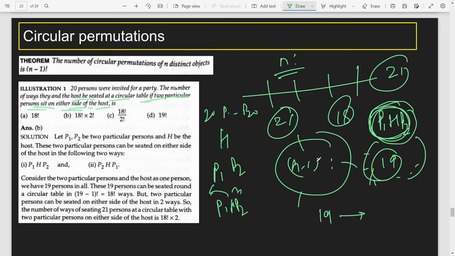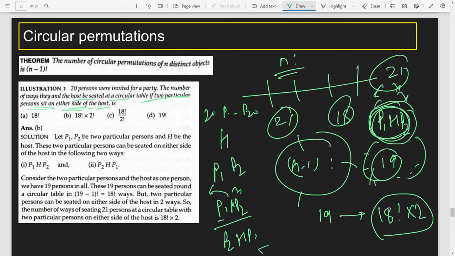So that is going to be n minus 1 factorial, which means 18 factorial. But out of P1 and P2, it may happen that P1 sits this side or P2 sits this side, or maybe P2 sits this side or P1 sits this side. So the mutual arrangement between P1 and P2 is 2, meaning two arrangements can be there: P1 then P2, or P2 then P1. So 18 factorial into 2. These are the total number of circular permutations.